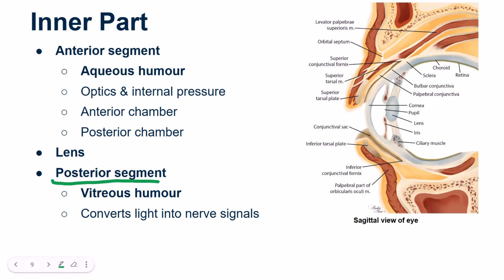That posterior segment is supported by the vitreous humor. The vitreous humor is a gel-like substance which holds the retina firm against the choroid layer. The retina is what is responsible for converting light into nerve signals. And so that posterior segment is helping to best support this process.